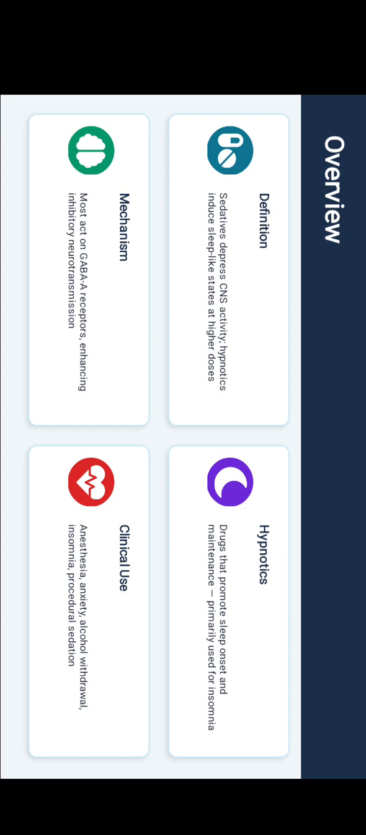Mechanism: most act on the GABA A receptor, enhancing inhibitory neurotransmission. Clinical use: anesthesia, anxiety, alcohol withdrawal, insomnia, procedural sedation.